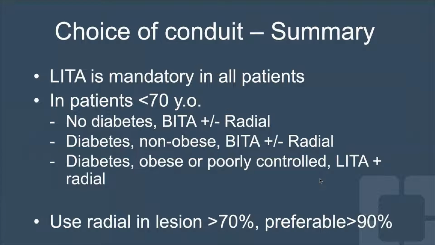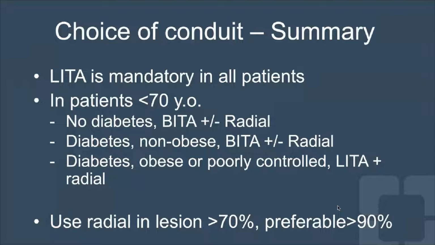However, in patients who are diabetic and obese or who have poorly controlled diabetes, we will just use a single internal thoracic artery and use a radial artery as a second arterial conduit. In these patients who are diabetic and obese, using both internal thoracic arteries increases the risk of wound complications, and in that group of patients, we tend to shy away from using both internal thoracic arteries.